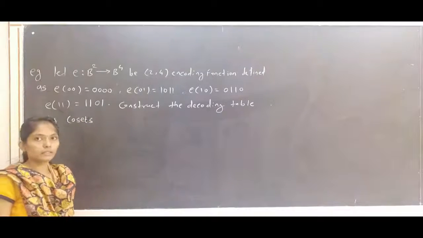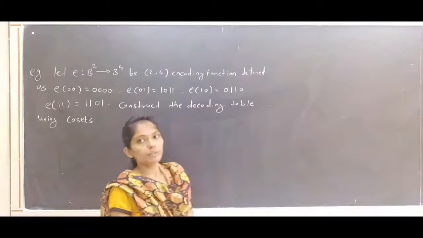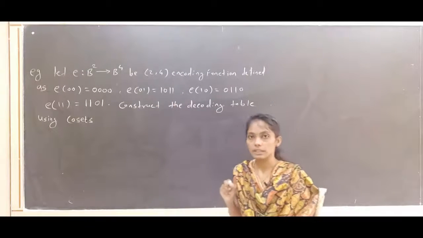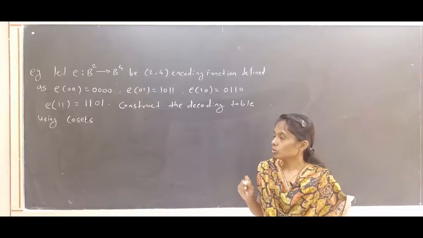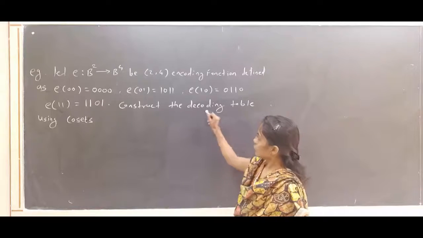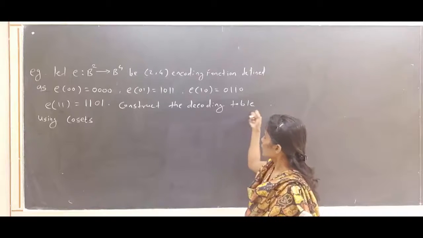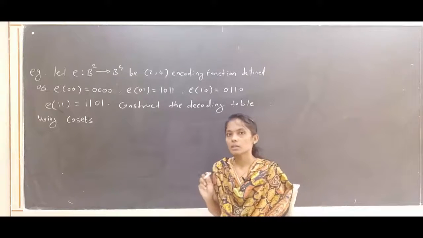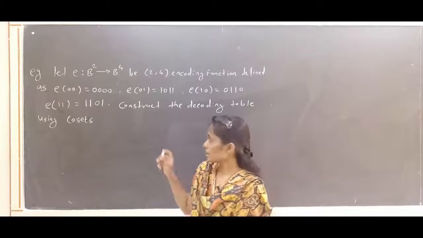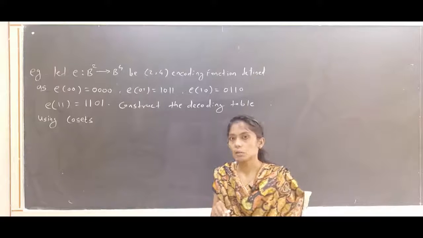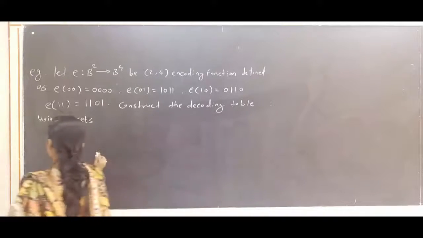So see here, an encoding function e from B² to B⁴ is defined. So here the code words are given. Now here we want to construct the decoding table using cosets. So here by using left cosets we construct the decoding table. Okay, now here solution.